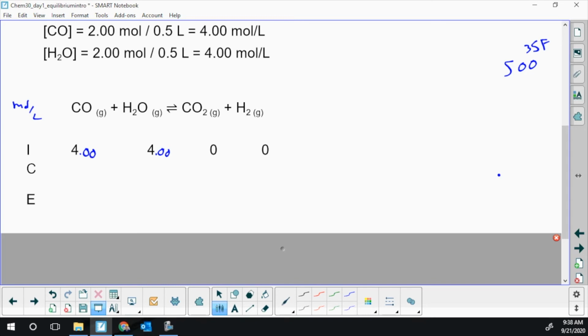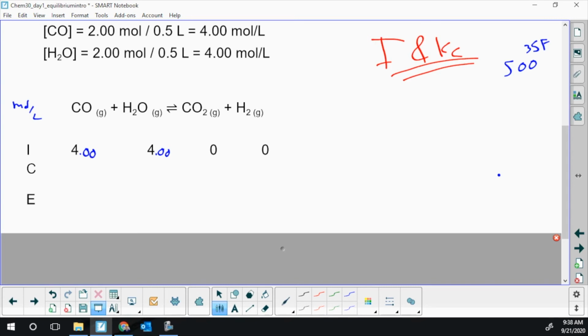So I filled in my I's. I put in 2 zeros for the products. There was no mention of the products at the beginning. And we have a question unlike any other. We know all the I's, but we don't know any of the changes. We don't know any of the E values. So this is the I and a Kc type question.